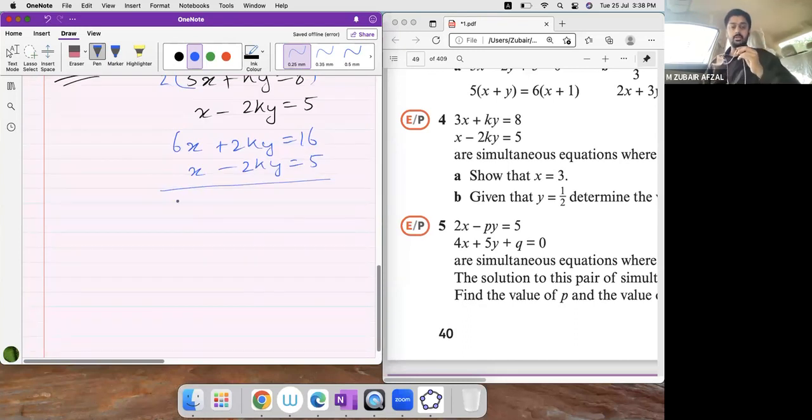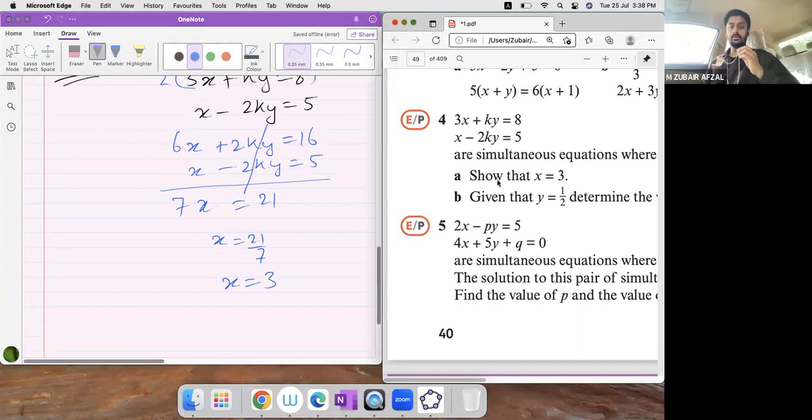So now you see the coefficient of ky is the same. If we add these two, I get 7x and this gets eliminated. And 16 plus 5 is 21. So x equals 21 by 7, which is 3. So first part, show that x equals 3. You have the value.